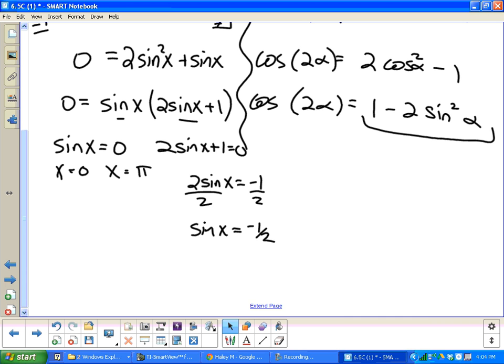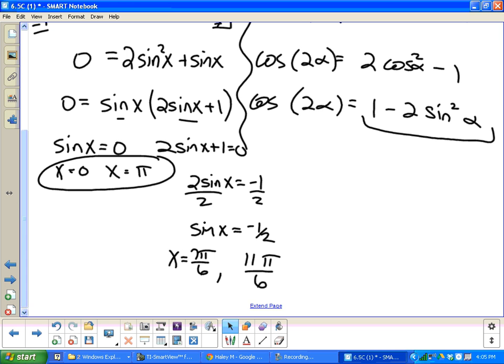So let's notice, well, where is the sine negative 1/2 on my unit circle? And so that would be at 7 pi over 6 and 11 pi over 6. So 7 pi over 6 and then 11 pi over 6 where the sine is negative a half. So it's got 4 solutions on this one, mainly because it was a quadratic. You know, normally quadratics have 2 solutions. So a quadratic trig equation, a lot of times, is going to have 4 solutions to it.